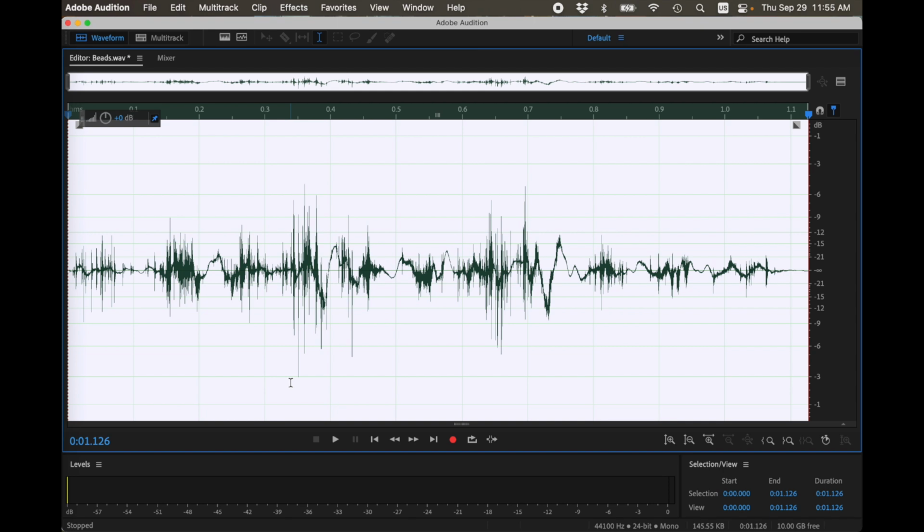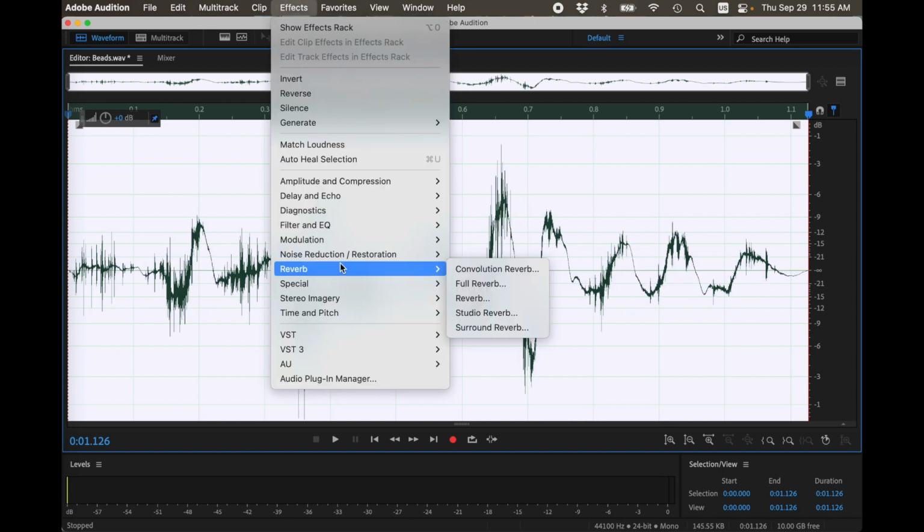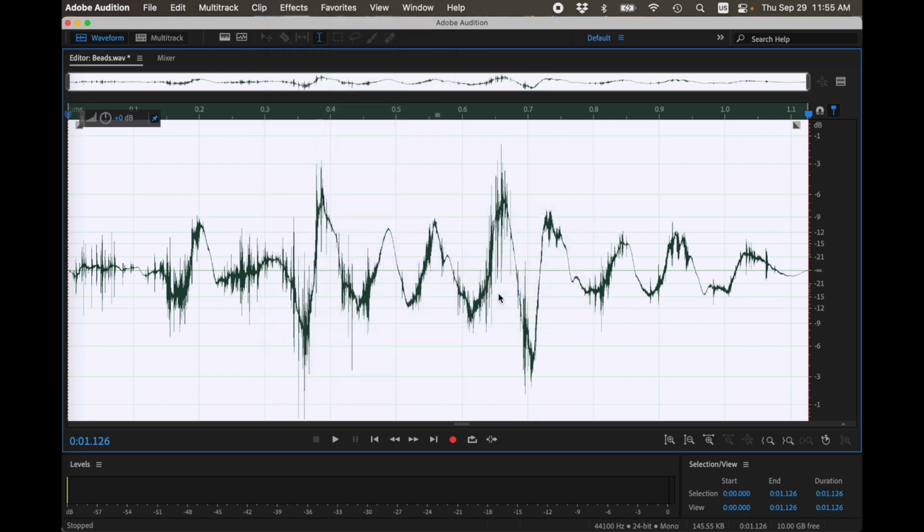My last step would be to normalize this. Undo one more time. I mentioned before that usually I filter down to 40.